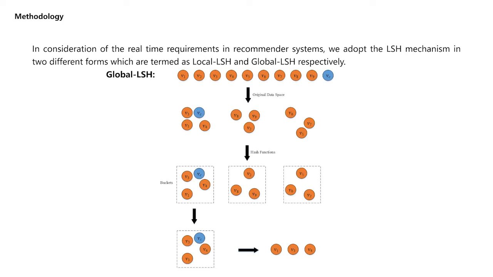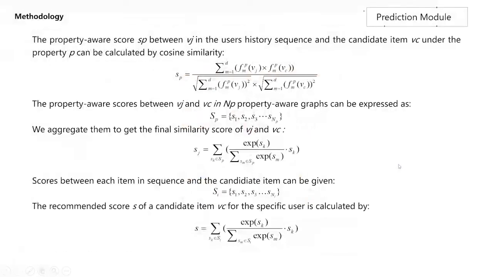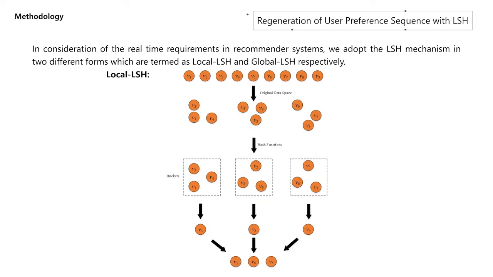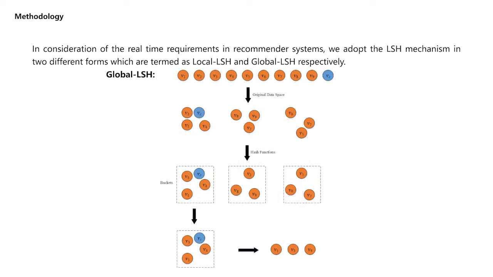After this operation, items in each bucket can be seen as the most similar items in the global state. Thus, all the items in the bucket where the candidate item is located are selected to form a new preference sequence. Both the sequence generated from local LSH and global LSH can be used to replace the sequence L_i for making predictions.